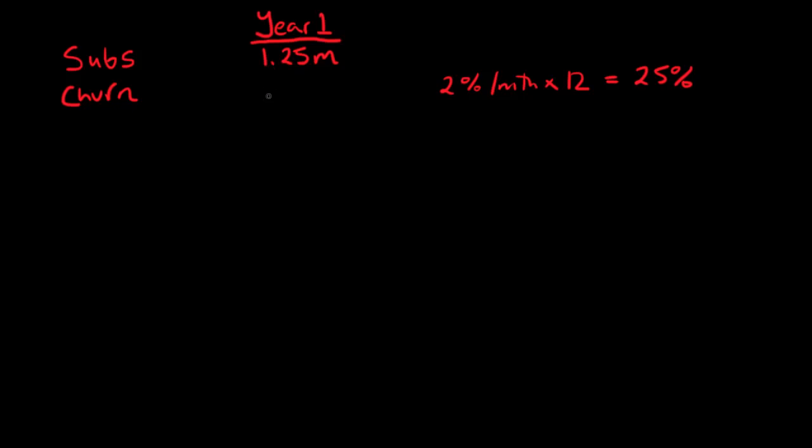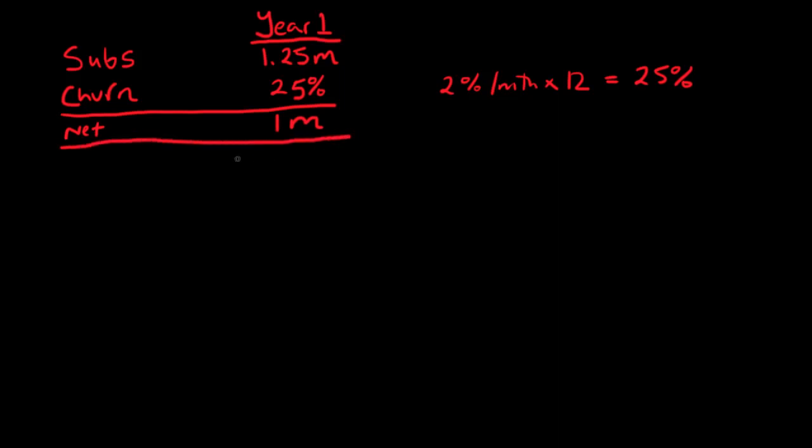Again, using round figures, if we take 25% off of the gross number of subscribers, the net number of subscribers we end up with is going to be approximately 1 million. And again, these figures aren't exact. You can see those in the spreadsheet, but they're enough to explain how to create this prototype.